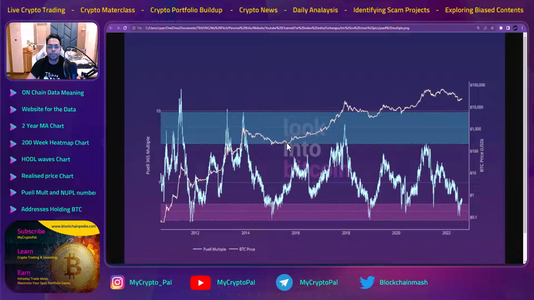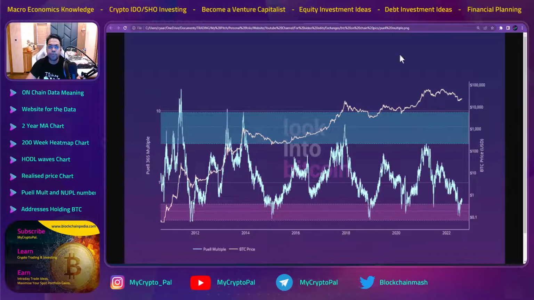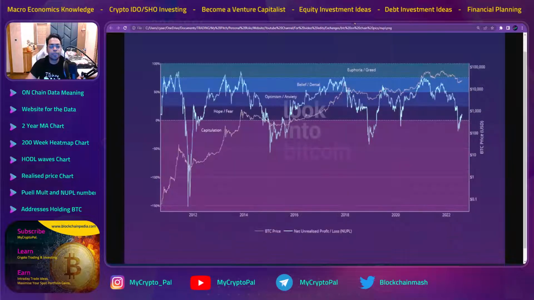You can see some more consolidation, finally a retest of the lows, and then we started going up. There is a lot of time for it, but you can see that as a bottom indicator, this has been a good predictor. Every time it has come and touched the bottom of the red line, this time it is still yet to do it. Okay, so this is about the PUL multiple.